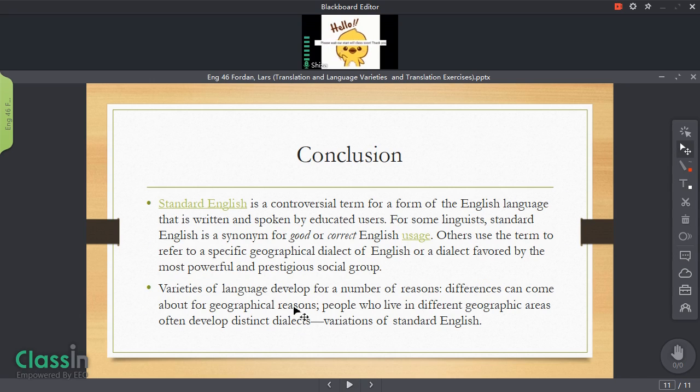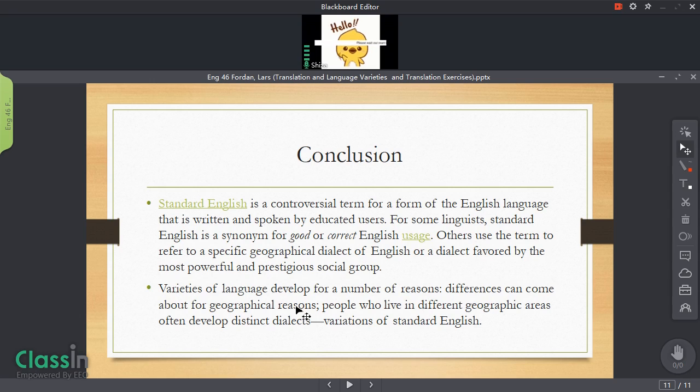Let's go to the conclusion. Standard English is a controversial term for a form of the English language that is written and spoken by educated users. For some linguists, Standard English is a synonym for good or correct English usage. Others use the term to refer to a specific geographical dialect of English, or a dialect favored by the most powerful and prestigious social group.